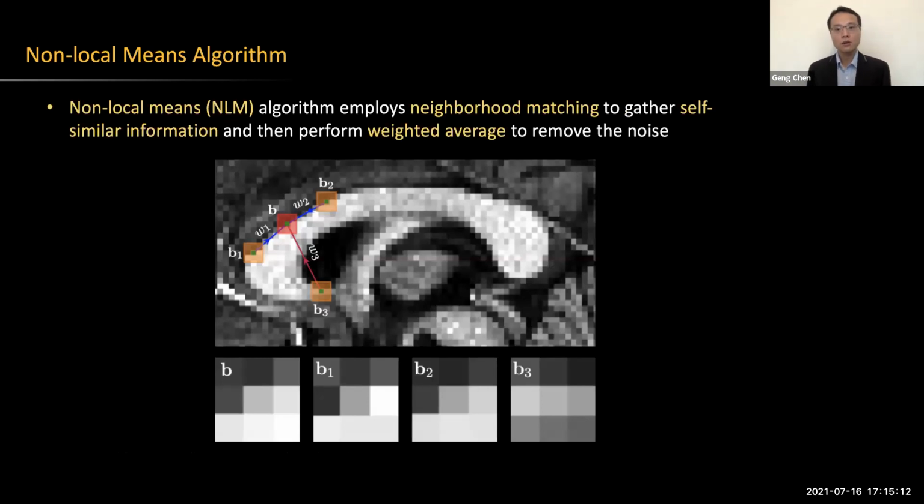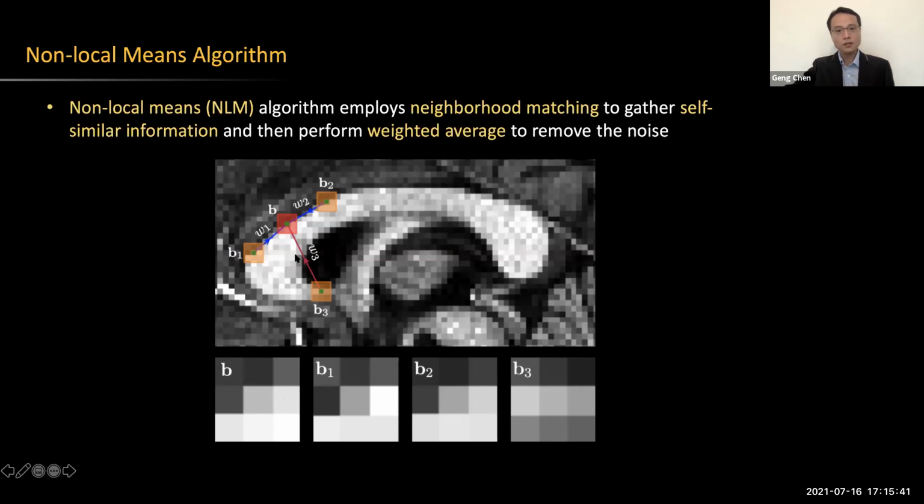The non-local means algorithm employs neighborhood matching to gather self-similar information and then performs a weighted average to remove the noise. Like in this example, the red block B is the target block, and we have a set of query blocks, B1, B2, and B3. We can see that B1 and B2 are similar to B, but B3 is dissimilar to the target block.